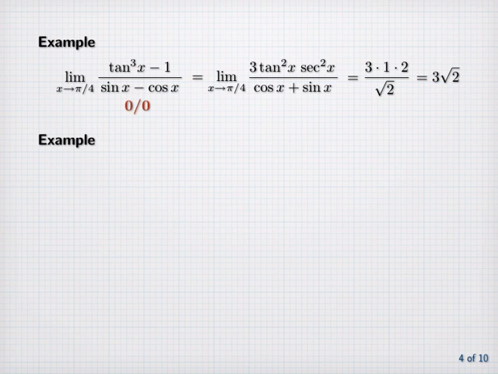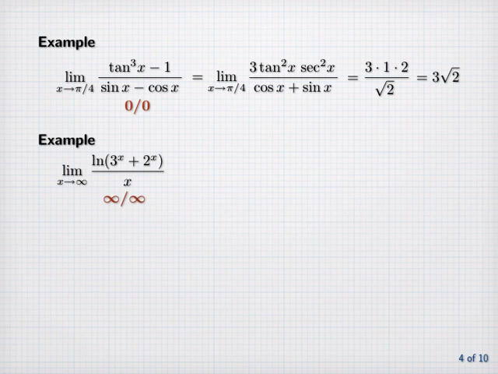Another example. The limit as x goes to infinity of the natural log of (3 to the x plus 2 to the x), all divided by x. As x goes to infinity, 3 to the x plus 2 to the x obviously goes to infinity, and so the log of that also goes to infinity. And since the denominator also goes to infinity, this is an infinity divided by infinity form, to which we can also apply L'Hopital's rule.